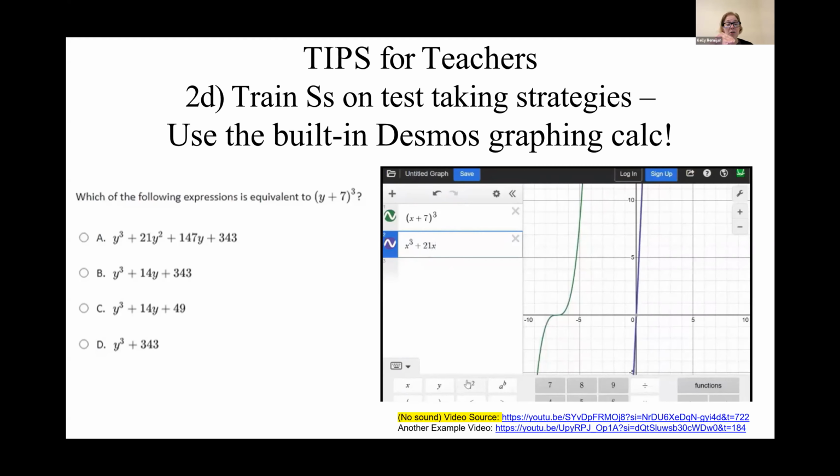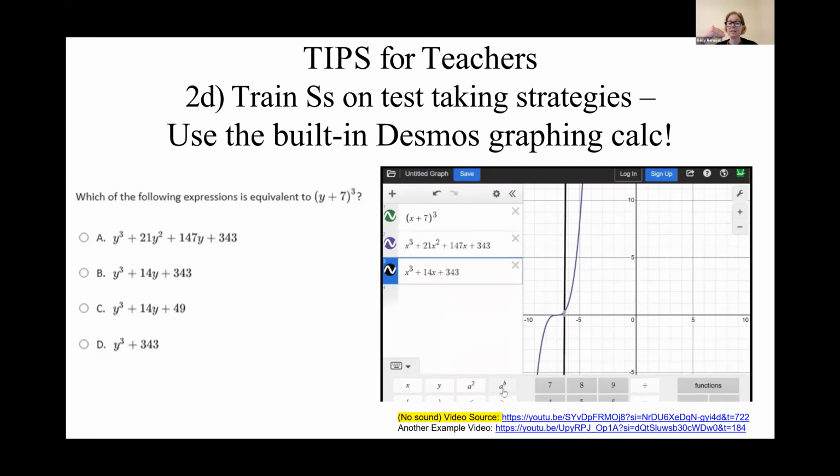If the first expression that I'm putting into Desmos gives me the same graph as the original, that's my answer. As soon as I get a graph that is exactly the same, sits on top of this green graph, which this one does, boom, that's my answer. I can stop there. I don't even have to move on. But showing you here, if I type in choice B, you can see what results, and you can see that it's not the same as the original.